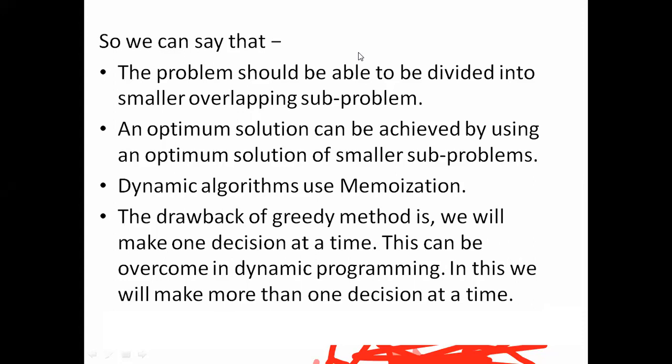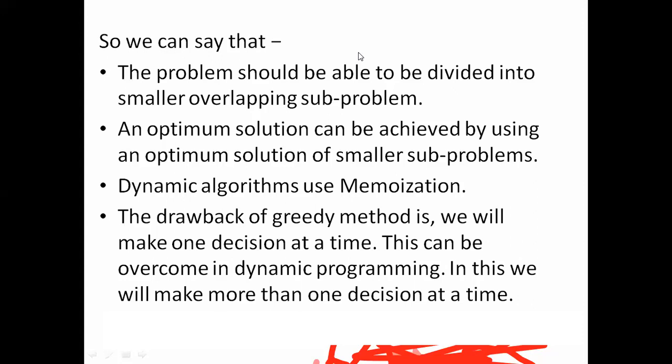In the greedy method, we make one decision at a time. If you want to move from here to your hometown, there are so many possible ways, but at that instant you have to decide. You are taking only one decision at a time.